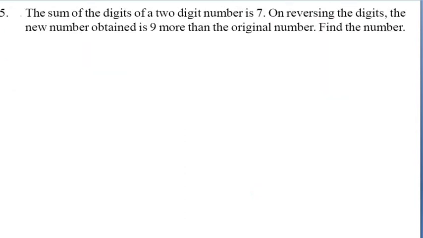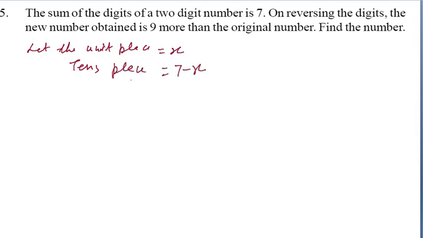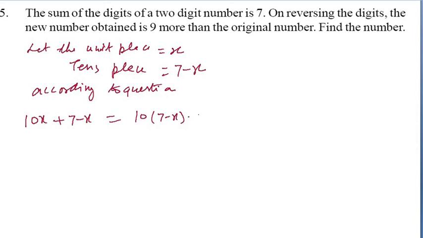Now come to the next question, question number 5. The sum of the digits of a two-digit number is 7. So let the unit place be equal to x, and the tens place will be equal to 7 minus x. So according to the question, on reversing the original number, that is 10x plus 7 minus x. And if not reversing, it is 10 times 7 minus x plus x.